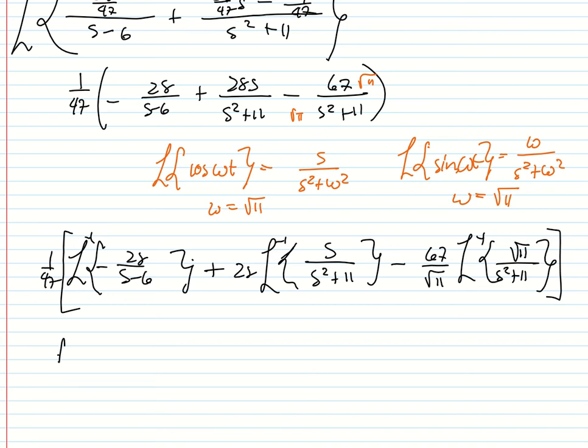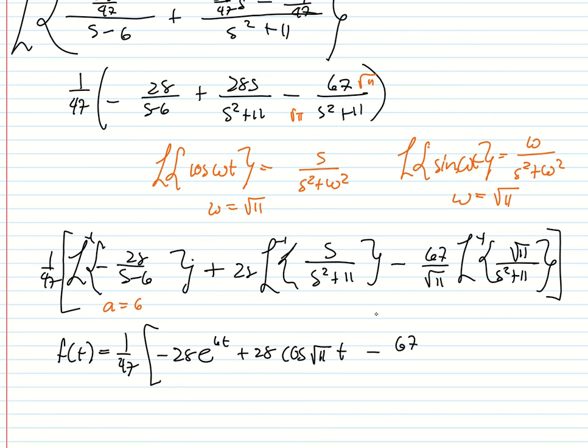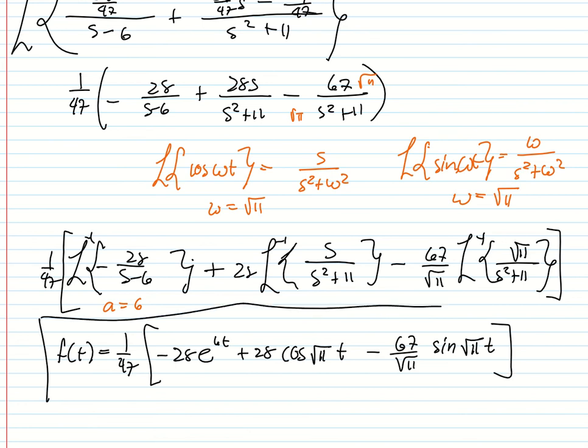We can now take f of t, 1 over 47. This one is negative 28, and this is just e raised to our a here. Our a is positive 6, so this is e raised to 6t. And plus 28, this one is a cosine, where omega is the square root of 11, so cosine of the square root of 11 times t. And for the last one, minus 67 divided by square root of 11, that is sine of the square root of 11 t. So this is now the inverse Laplace of that function.